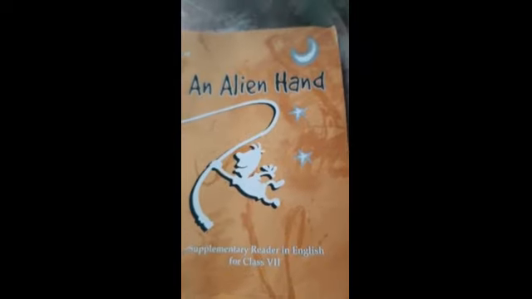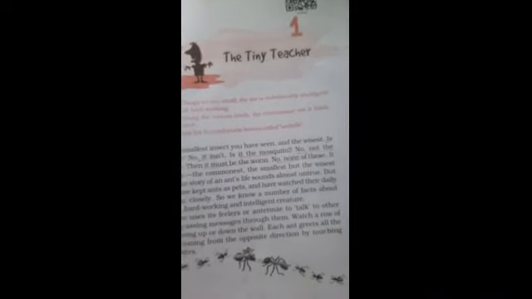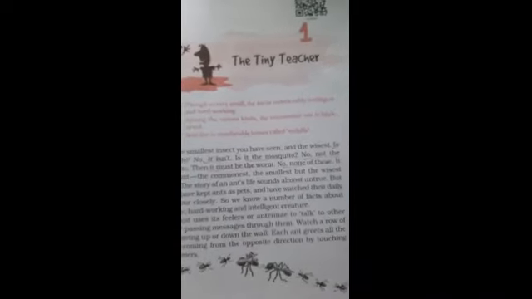The name of the chapter is The Tiny Teacher. This chapter is from the supplementary reader book of class 7. This is your book Alien Hand and the chapter is The Tiny Teacher. Now, this chapter is about the tiniest teacher that you would ever think of. We will discover who this tiny teacher is.